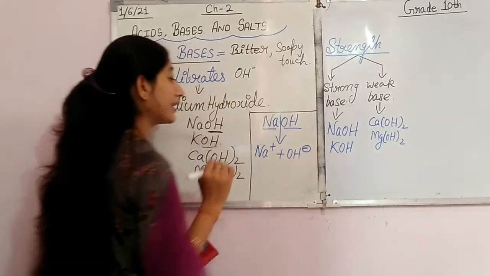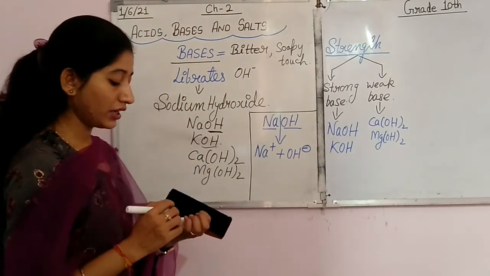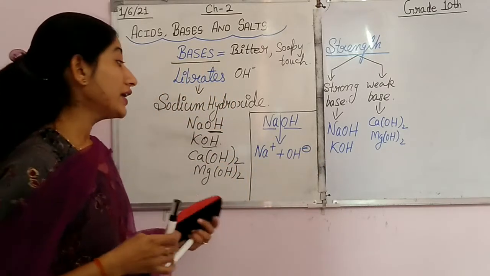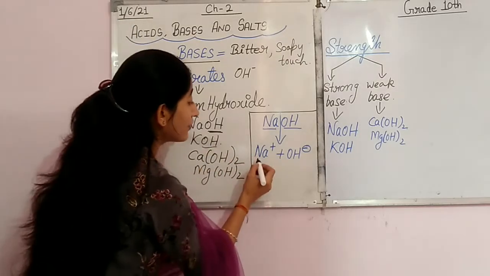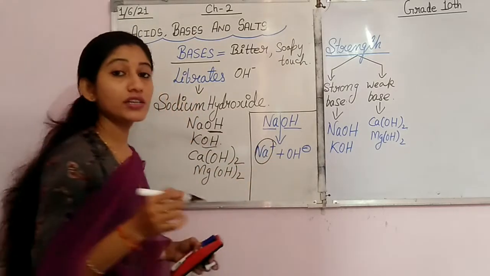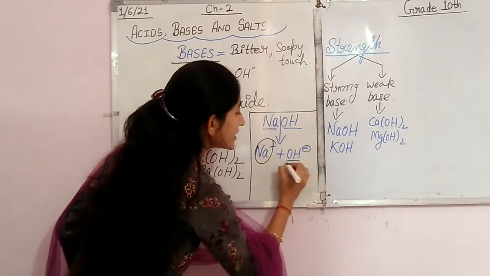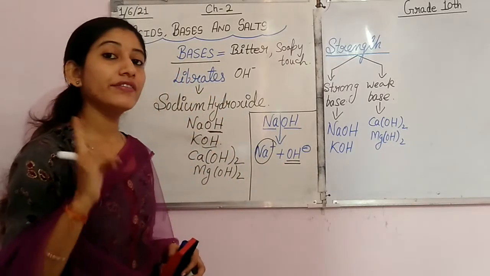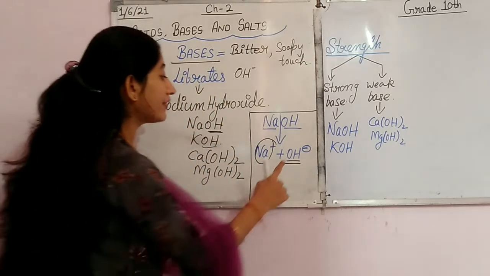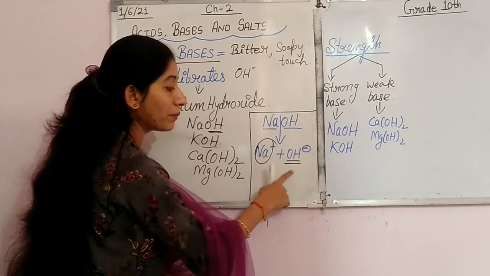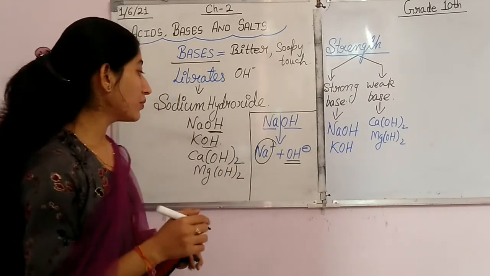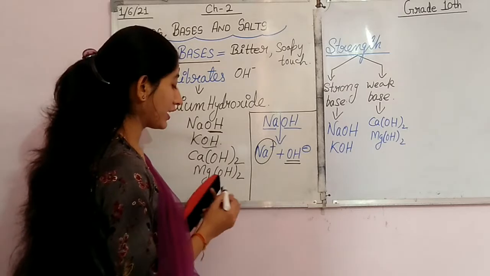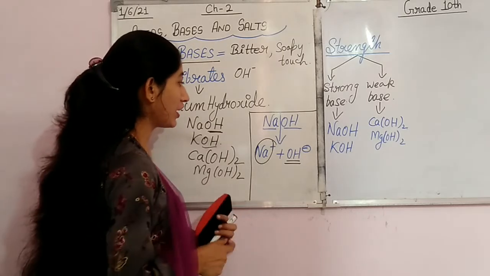What we have to see is not what else we are getting here, because the role is of this ion. Wherever we get the OH negative ion, that compound is basic in nature, right? Suppose again we have KOH.